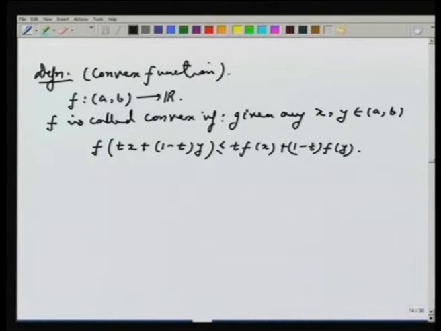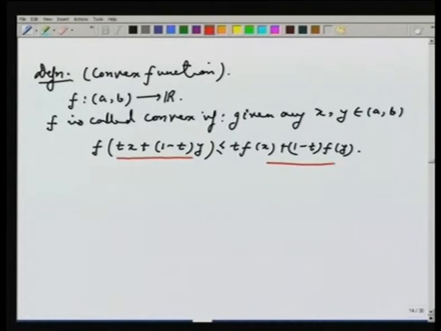Well, let us try to understand the meaning of this. First, let us look at the quantity t x + (1 - t) y. What does this mean? It represents the points on the line joining x and y. That means it is all the points between x and y. If I look at the right hand side, it represents all points on the line which joins f(x) and f(y). So, in the picture, what should it mean?